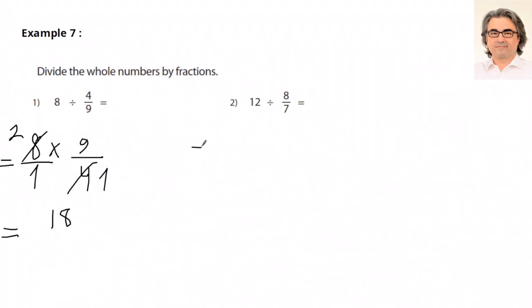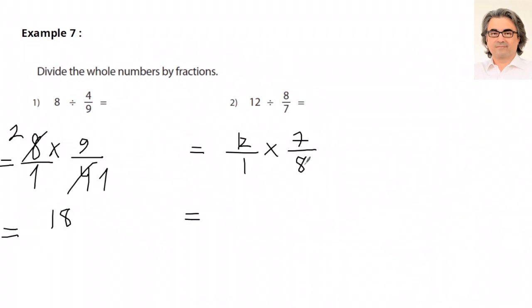Now let's continue with the next. This is 12. 12 over 1 right here. And this is division. Change it into multiplication. This is 8 over 7. But if you write multiplication operation, you should write 7 over 8.